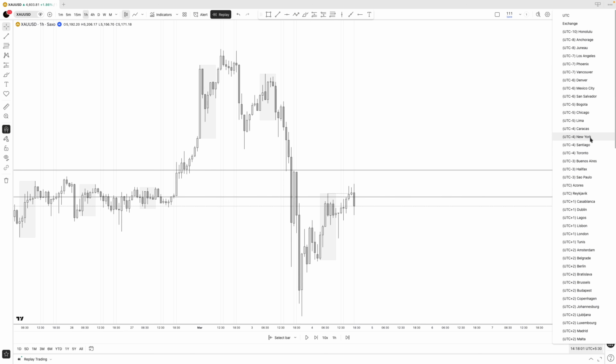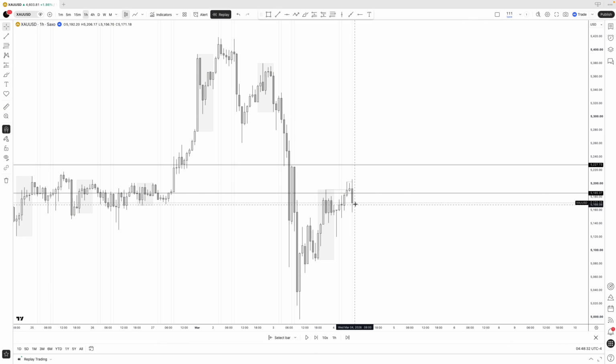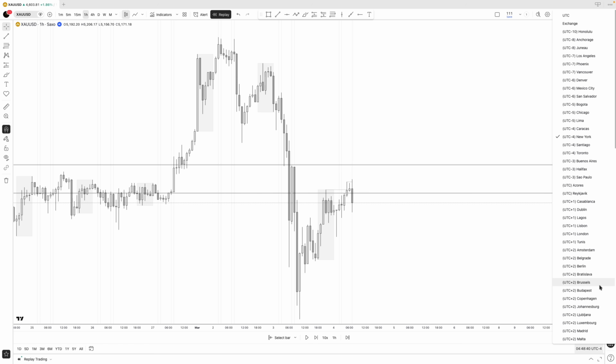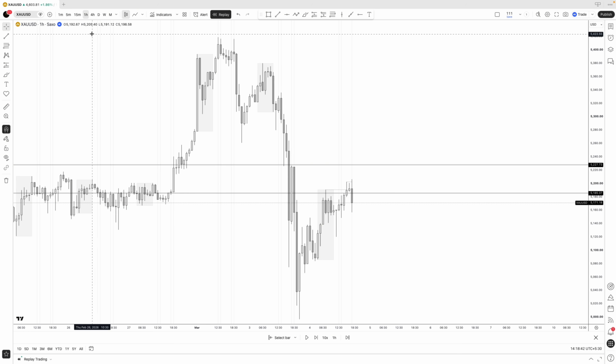So this is at 7 a.m. New York time. So when the New York kill zone opened, it wiped out the London high and it closed below the daily resistance. So now we can drop down to a lower time frame to see if we have any confirmations.